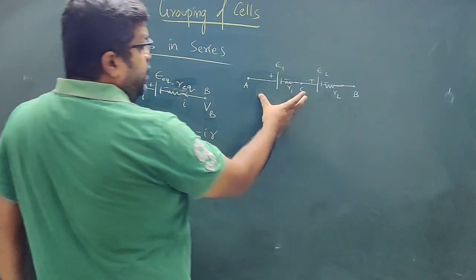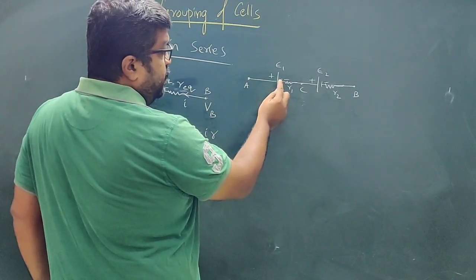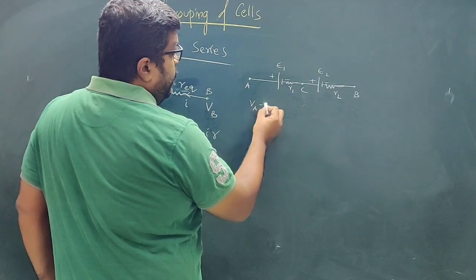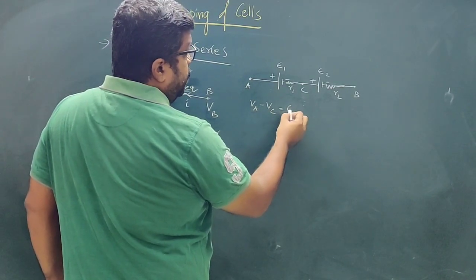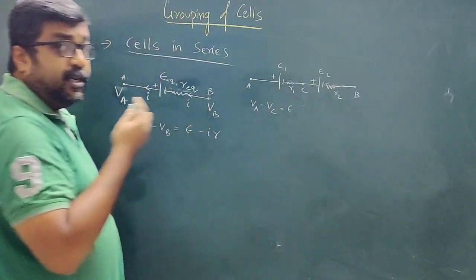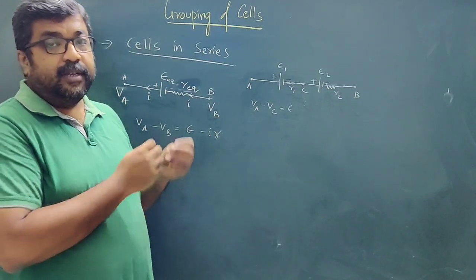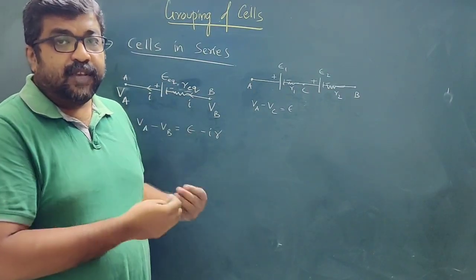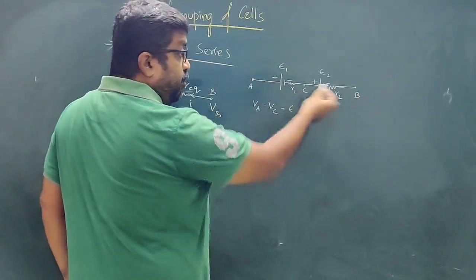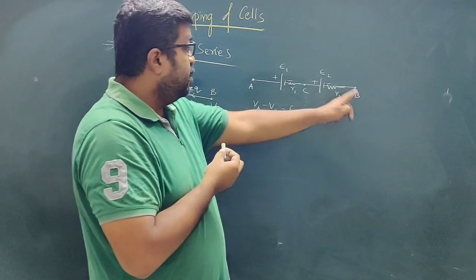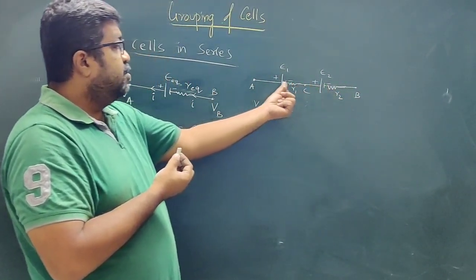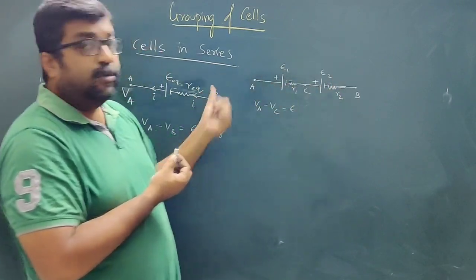Now across this first cell, I can write VA minus VC is equal to, this is the direction of current. See, both the cells are connected in series. How do we identify circuit elements in series? In series we have the same flow of current. Here obviously the same current has to flow because from here to here only one path is available. If current comes from this direction, it will go in this direction. So the same current will flow through both the cells.